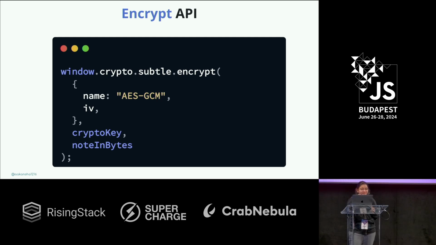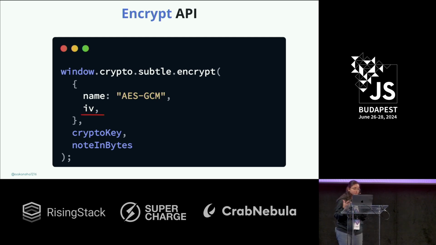The encrypt API looks like this. It needs the name, the IV, the crypto key. Every algorithm needs the crypto key, and it also needs the note, but in bytes. As I mentioned earlier, the input and output of all the crypto.subtle APIs is always going to be in bytes. So let's go through this one by one.